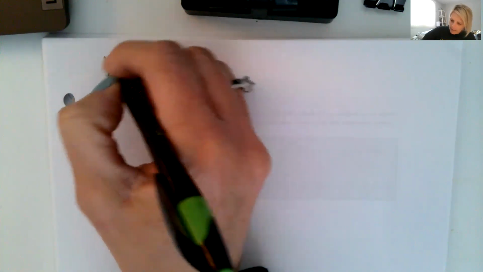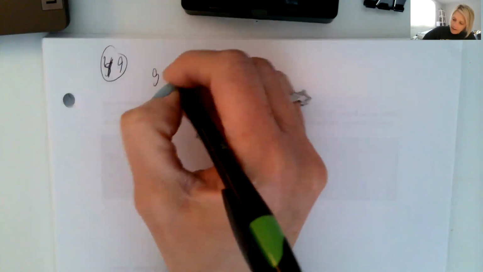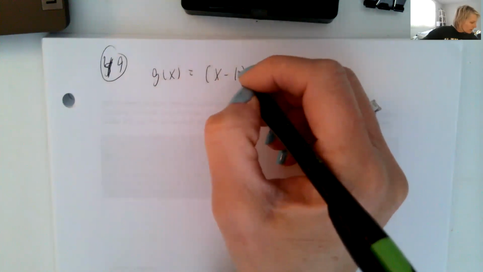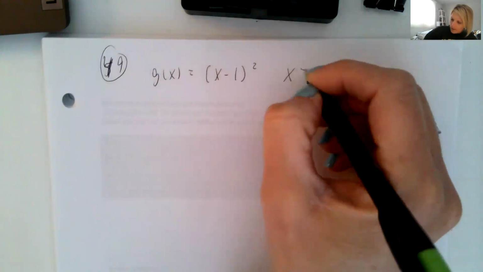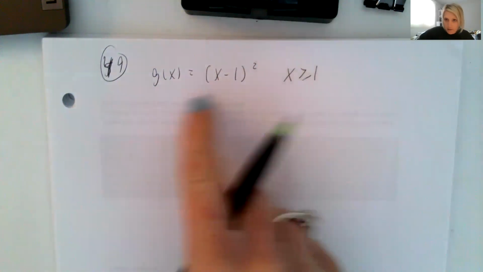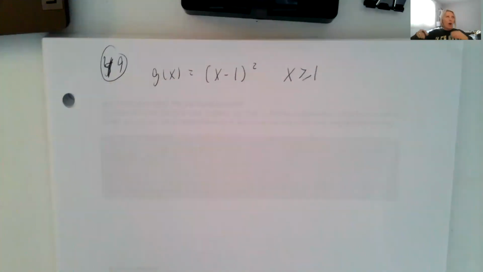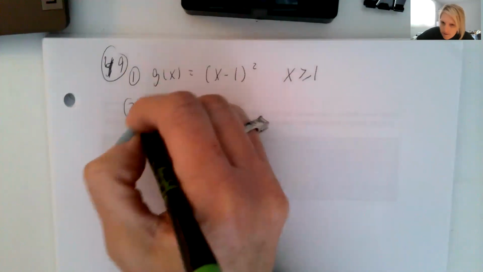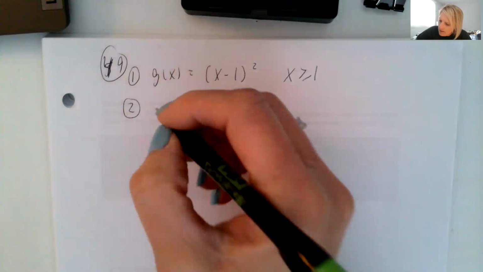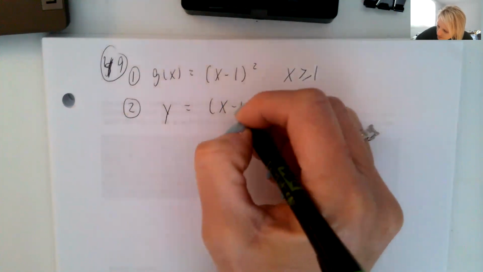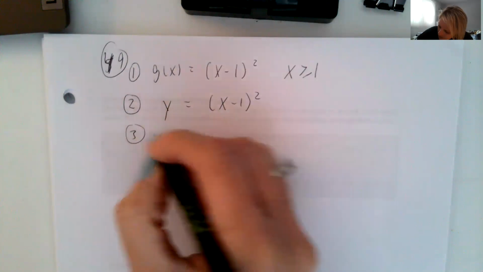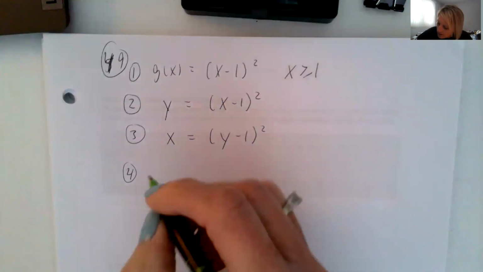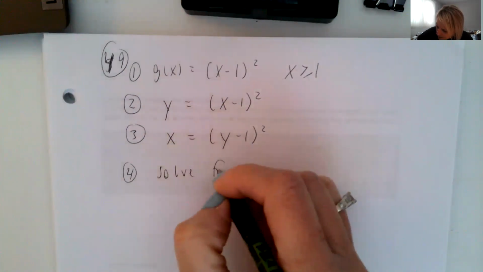I said 49. So 49 is a g of x function that is x minus 1 squared. And we're only looking at when x is greater than or equal to 1, right? So that this then becomes a one-to-one function. Okay, so that's step 1. Step 2 is, I'm going to write this as y equals. And then step 3, replacing y with x and x with y. And then step 4 is solve for y.